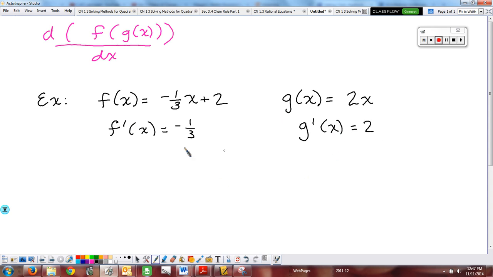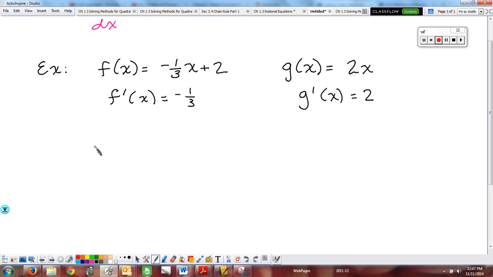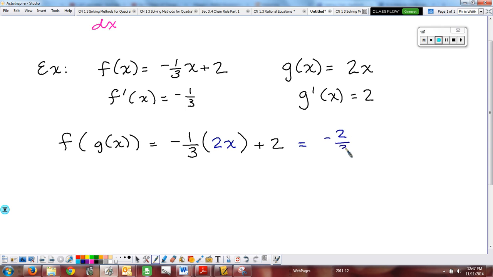So those are two simple ideas. We have these linear functions that we're looking at. Now what I want to do is take a look at what I actually have if I were to take the composition of these functions. And remember, with composition, we're basically plugging g of x into f of x. So we would take our rule for f of x, and instead of the x, I'll just put parentheses in here because that acts as a placeholder, and we're going to plug in our 2x there and then simplify. So we would get negative 2/3 x plus 2.